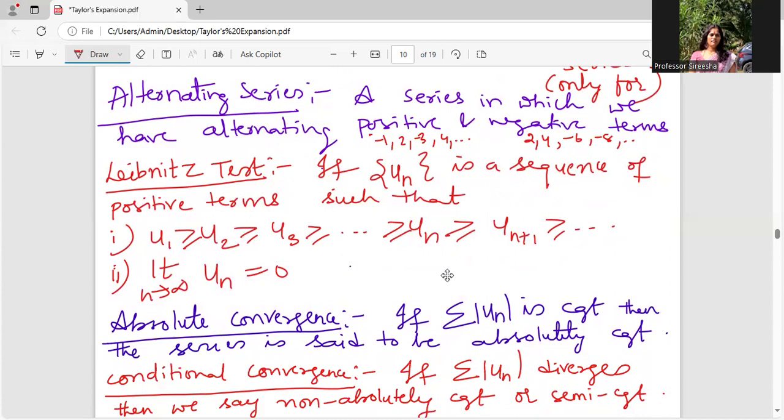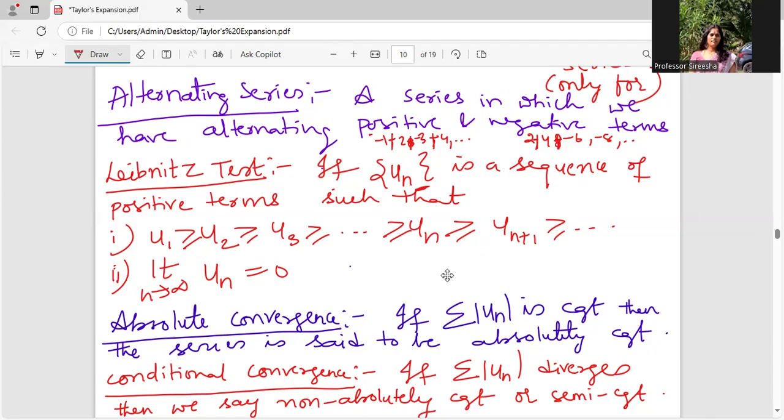test. What it says is, if u_n is a sequence of positive terms. In an alternating series, these terms are connected with positive and negative signs. Now, if I'm considering the elements of the sequence, the sign doesn't come. It's just the first term that would be 1, the second term that would be 2, the third term that would be 3, and not -3, like that. Now, if I have a sequence of positive terms, usually we apply the Leibniz test for alternating series, that is clear.